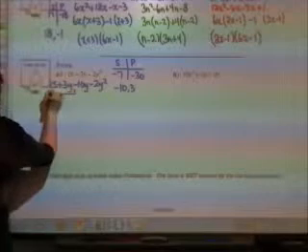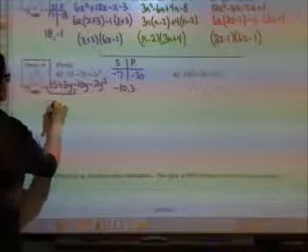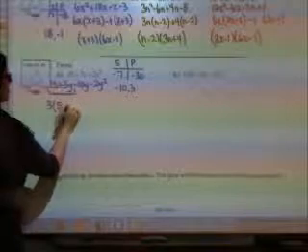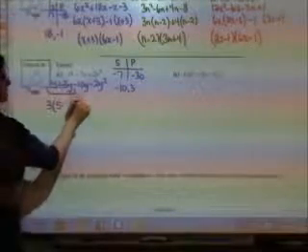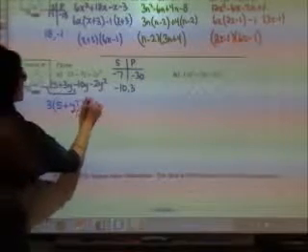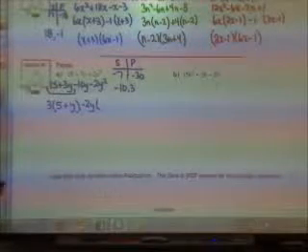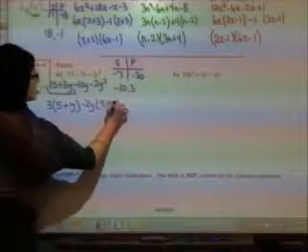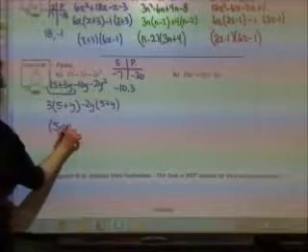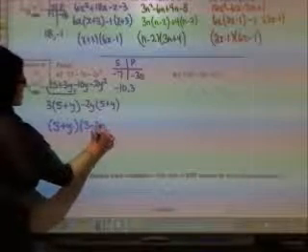So when I go to group the 15 and the 3y, what can I factor out of each of them? 3. And what am I left with? 5 plus y. And what can I factor out of the negative 10y and the negative 2y squared? Negative 2y. And does that leave me with a 5 plus y? Yes, it does. So then I get 5 plus y and 3 minus 2y.